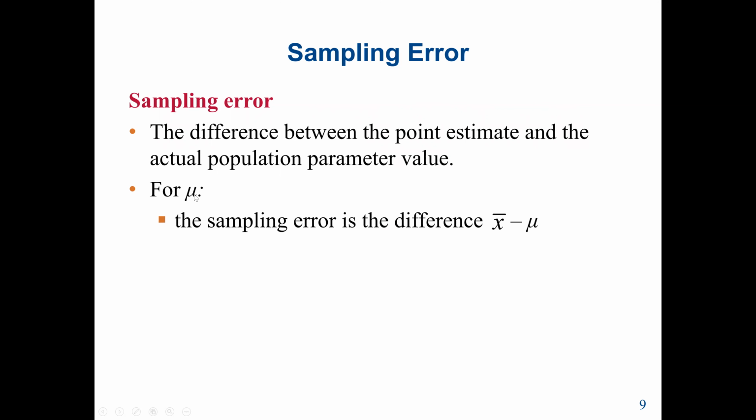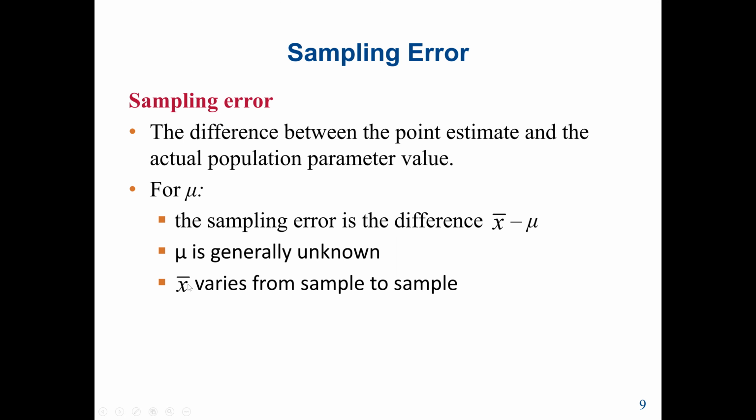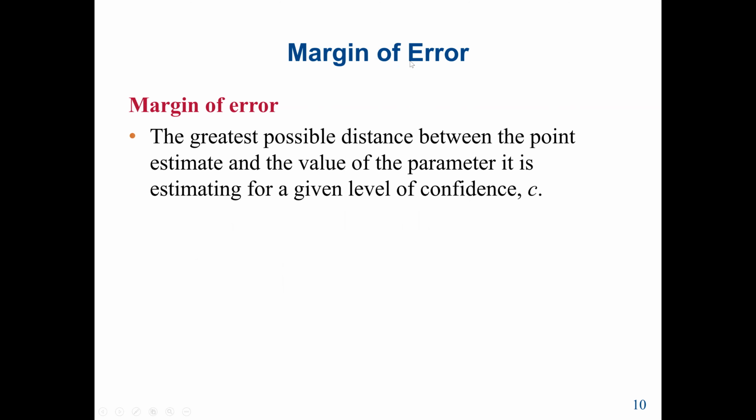For the population mean, mu, the sampling error is the difference between the sample mean minus the population mean. If the sampling error is 0, then the sample mean and the population mean are the same. Mu, the population mean, is generally unknown, but x bar, the sample mean, may vary from sample to sample. Even if we collect two samples of the same size, since the values may change, there may be a slight difference between the means of the two samples. That leads us to the concept of margin of error.